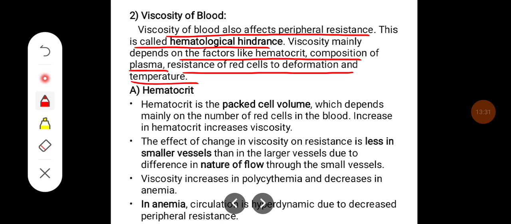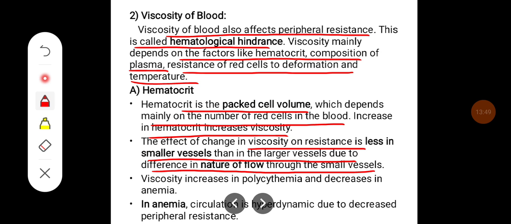Depends on hematocrit. Hematocrit is packed cell volume, which depends mainly on the number of red cells in the blood. Increase in the hematocrit increases the viscosity. The effect of change in the viscosity on resistance is less in smaller vessels than larger vessels due to the difference in nature of flow through the small vessels. Viscosity increases in polycythemia and decreases in anemia. In anemia, circulation is hyperdynamic due to decreased peripheral resistance.